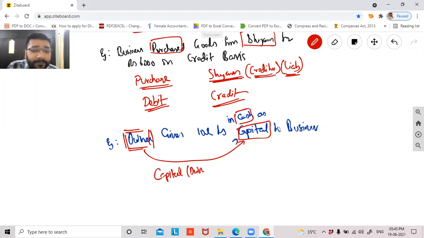Owner entity means capital only, sir. Correct. See, anything that happens between the owner and the business will be routed through the capital account. The account between them is capital account.